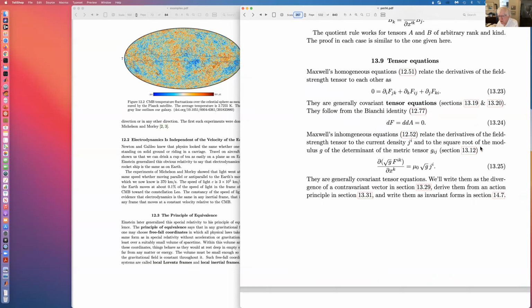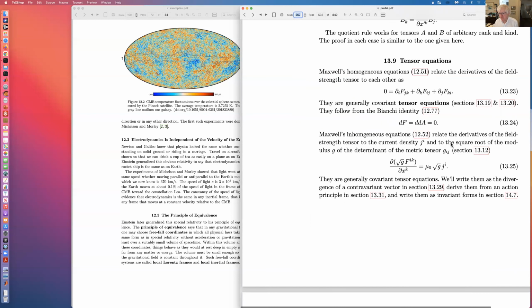Maxwell's inhomogeneous equations relate the derivatives of the field strength tensor, that's F^ik, to the current density and the square root of the absolute value of the determinant of the metric tensor. And so this is what Maxwell's equations look like when they're written as generally covariant equations. So in other words, the two inhomogeneous equations look like this, and the two homogeneous equations look like that.